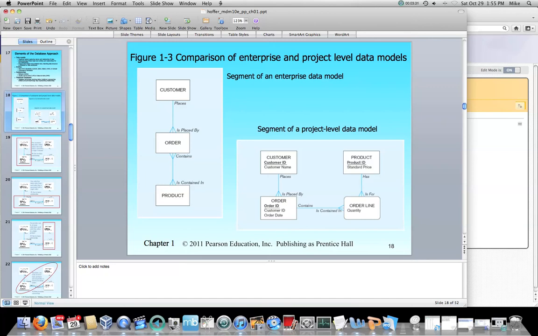Then the project level data model really gets into the customer, gets into some more of the detail. The customer ID and the customer name, those are what are known as attributes. Again, we'll talk about those later. So we've got the customer, the order. Because if you look at the enterprise model, there's a many-to-many relationship. That has to be broken down by what's known as an associative entity. We'll get into that later. But that's why when you get into the project level, there is actually a new order line entity put there. We'll get into that later.